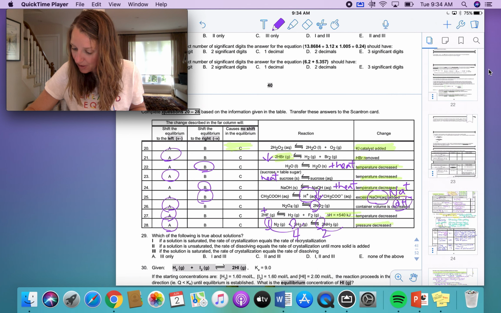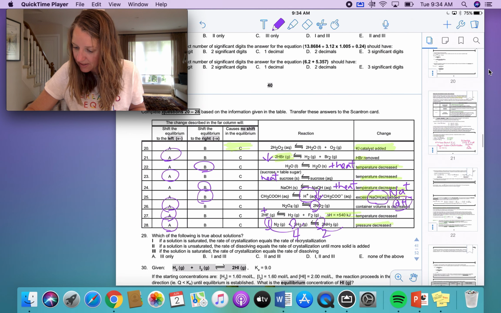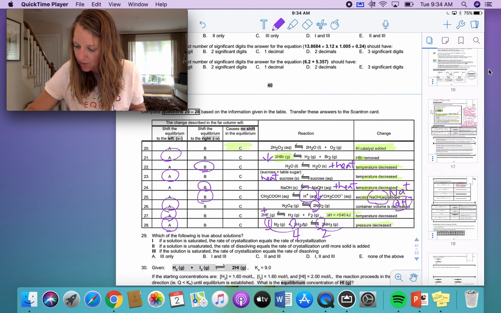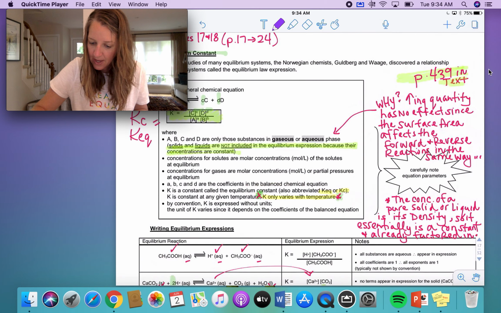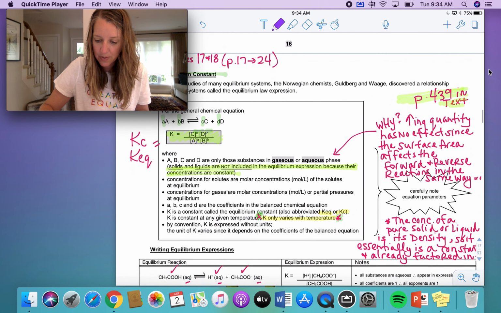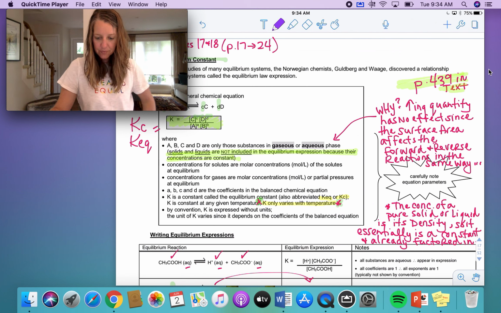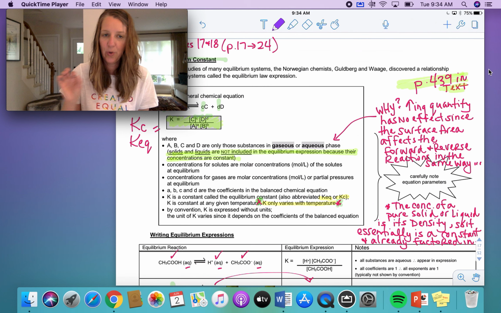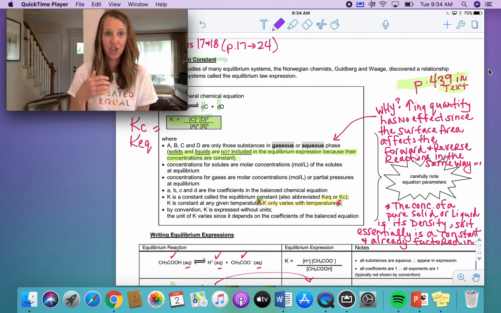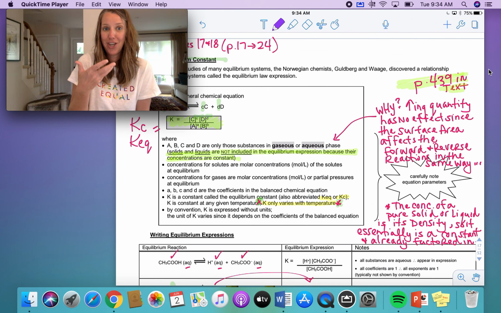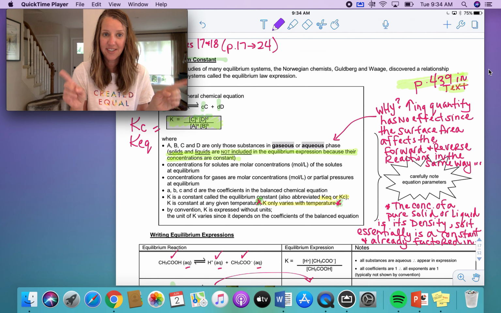Okay, so let me go back here and go to this concept of K. And again, this was on page 17. Calculating the K, what you want to remember here is that the K value is going to be the same even if you shift the equilibrium, because by shifting the equilibrium, it establishes a new equilibrium, and the only thing that's going to throw that ratio off is temperature. So temperature is the only thing that's going to vary the K value.